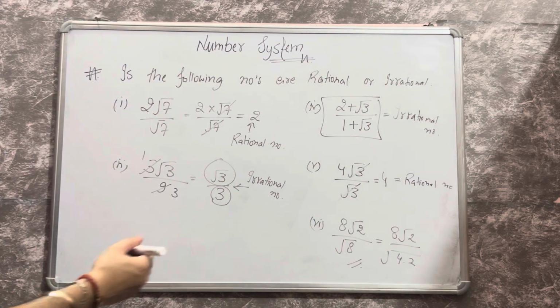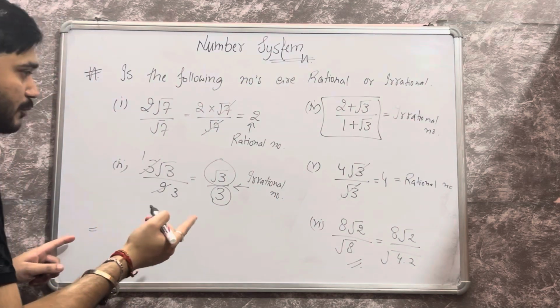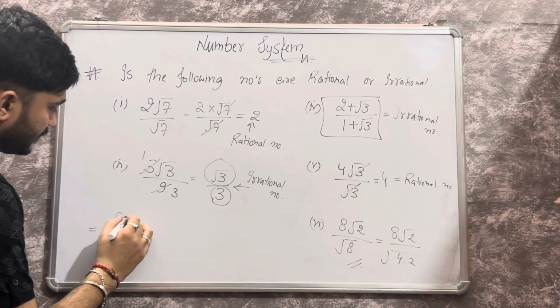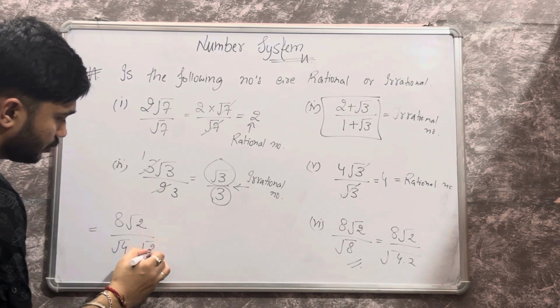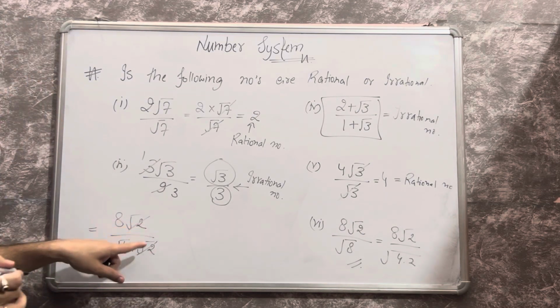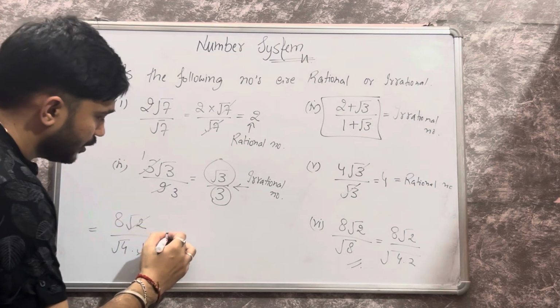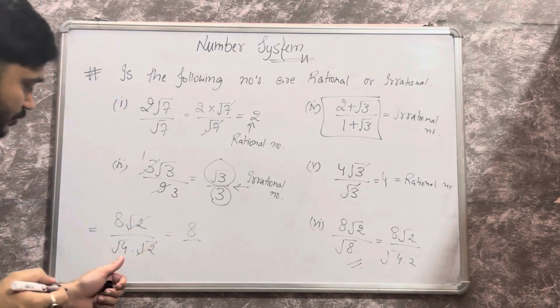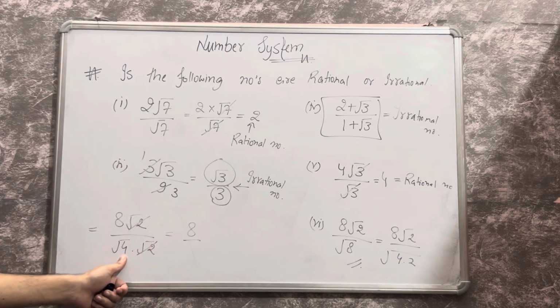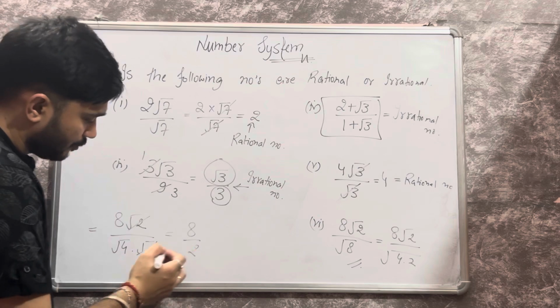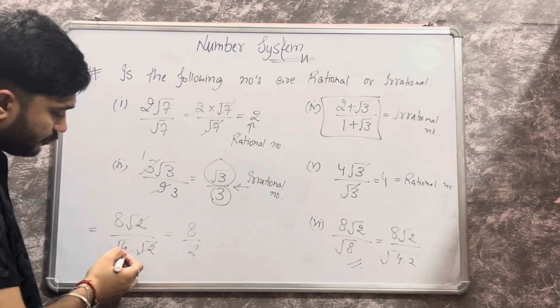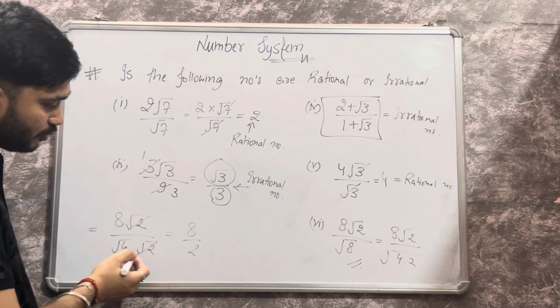Now the rest of the question I am going to solve here. You have 8 under root 2, then under root 4 into under root 2. You are going to cut this under root 2 by this under root 2, and you are left with 8. Since we know that under root 4 is a rational number because 4 is a perfect square, you are going to get 2 here, because under root of 4 is the square of 2. So under root 4 is 2.